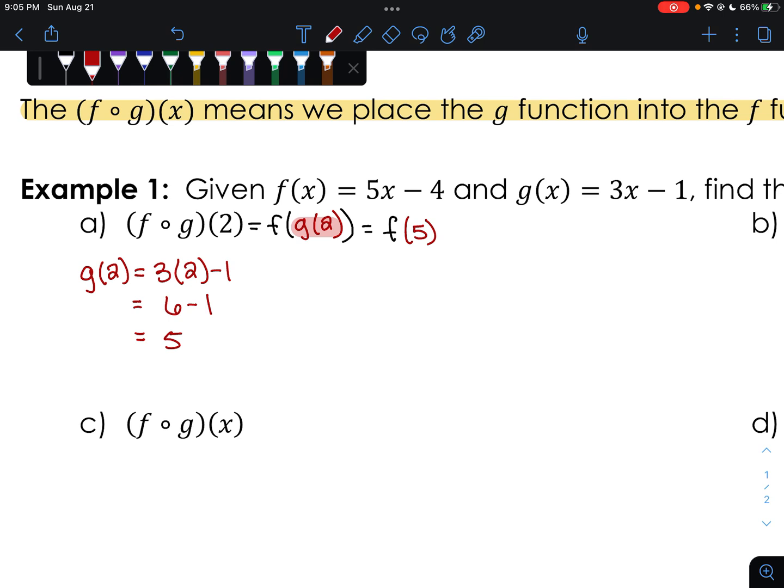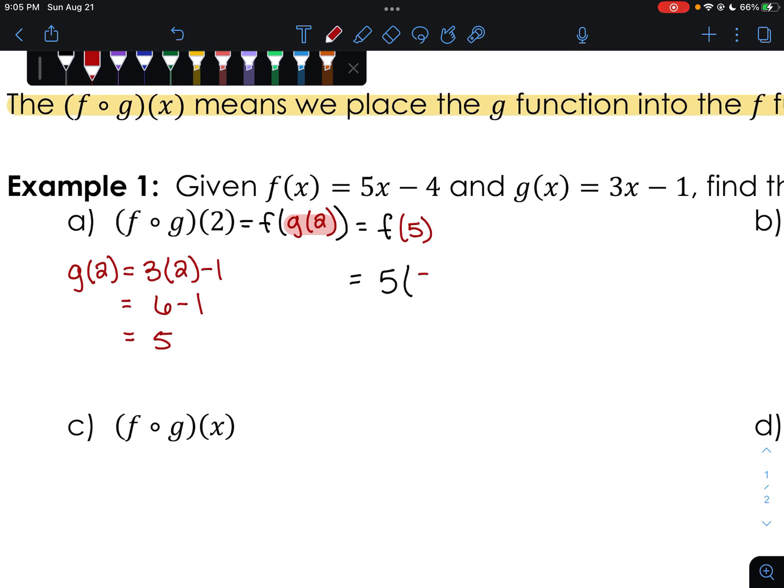Now all we need to find is f of 5. f is 5x minus 4, so that would be 5 times 5 minus 4, which is 25 minus 4, which is equal to 21. So f of g of 2 is equal to 21.